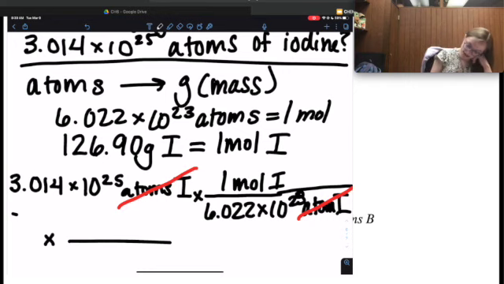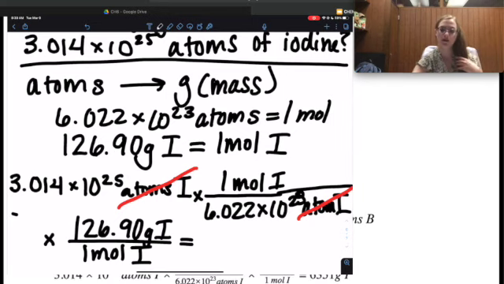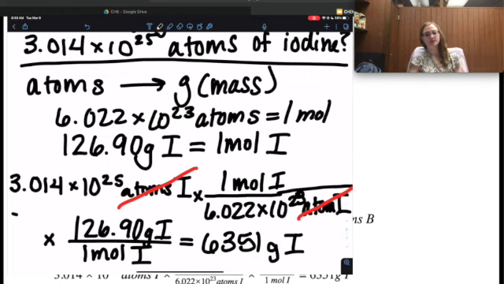So in that case, I am going to use my molar mass that I found on the periodic table to complete this conversion. Right now I have moles on the top, so that means I'm going to want to put moles on the bottom to cancel out. And I'm going to put my 126.90 grams of iodine on the top. So if I multiply all of this out, I find that I have 6,351 grams of iodine.